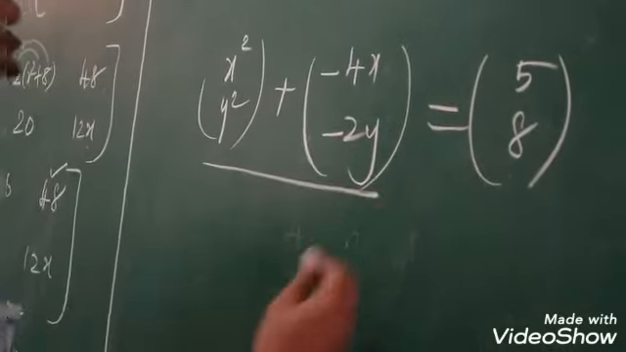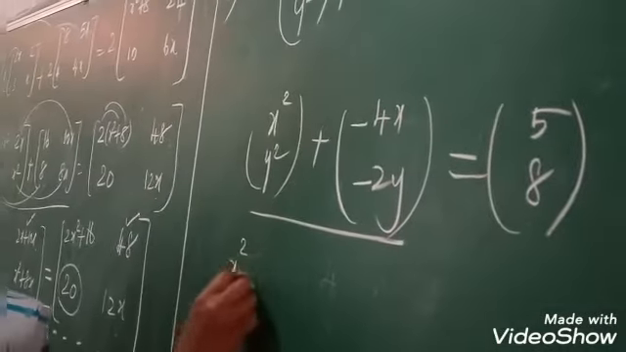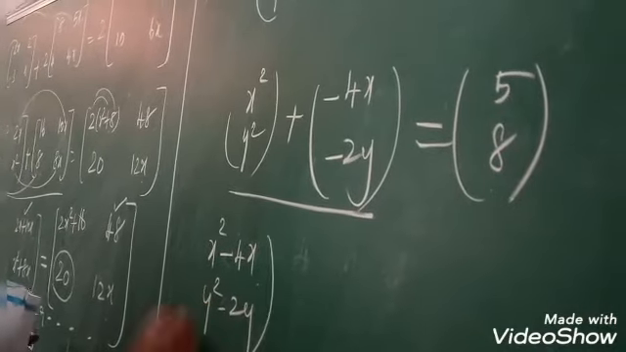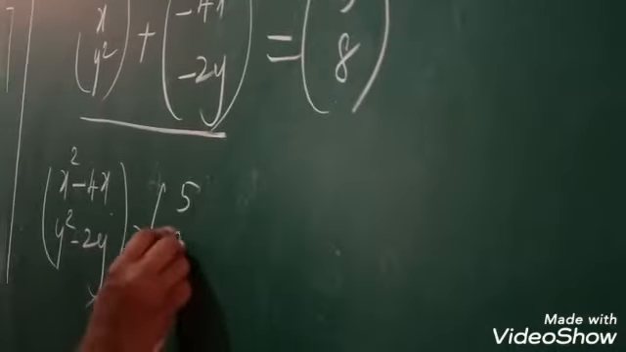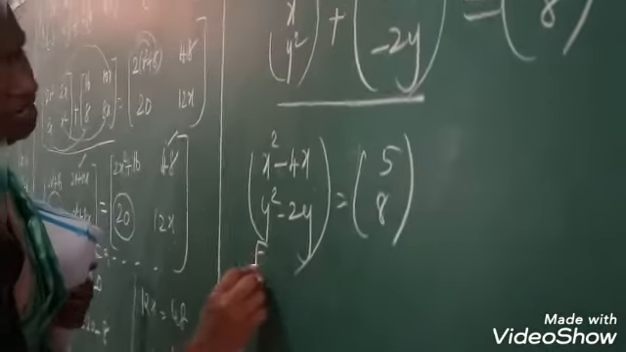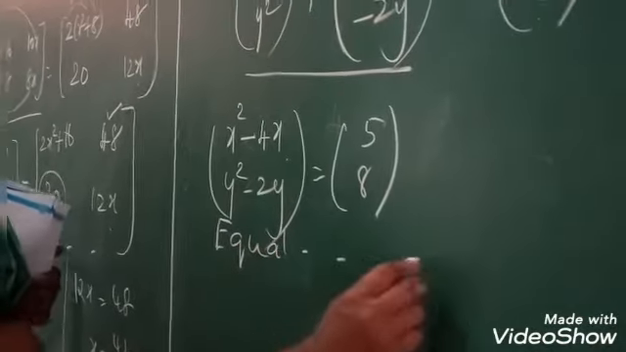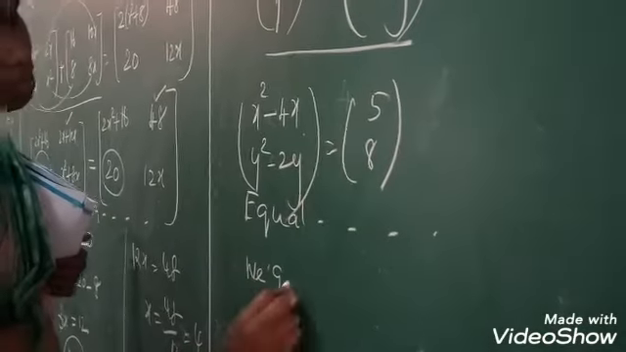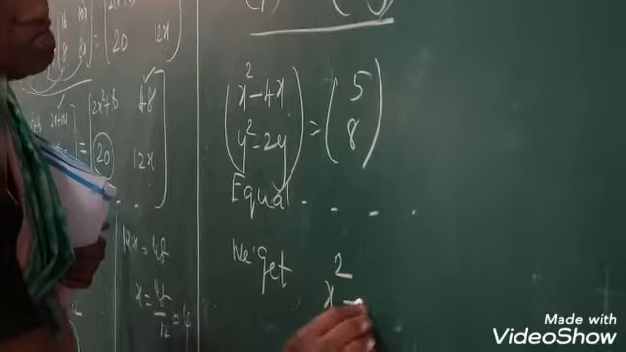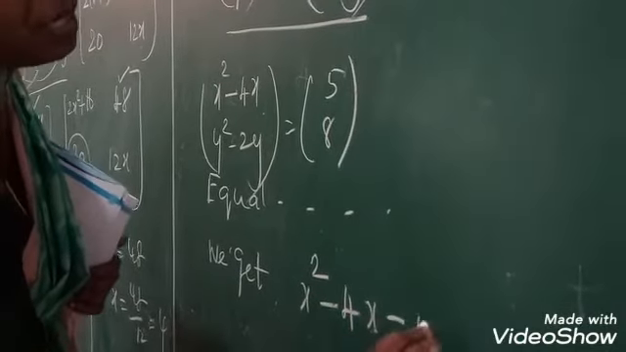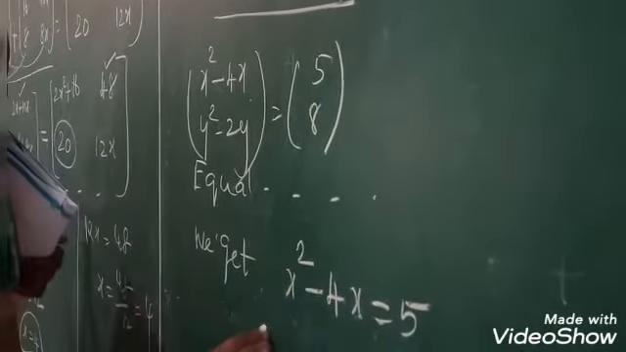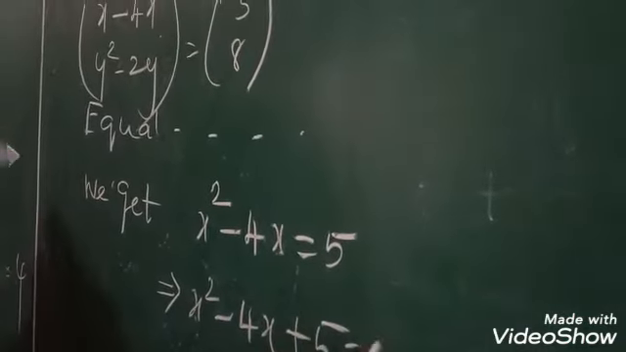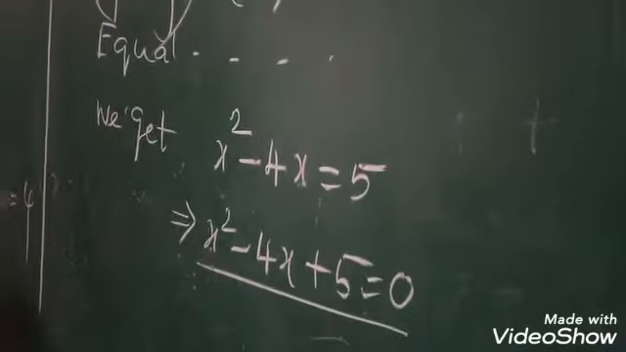In the left hand side you have to add. How do you add? Yes, x squared minus 4x is one element. Then y squared minus 2y is the other element. In the right hand side 5, 8. Now equating the corresponding elements we get quadratic equations. What is the quadratic equation? My x squared minus 4x is equal to 5. So you have to convert it as x squared minus 4x minus 5 is equal to 0. This is considered a quadratic equation, girls.